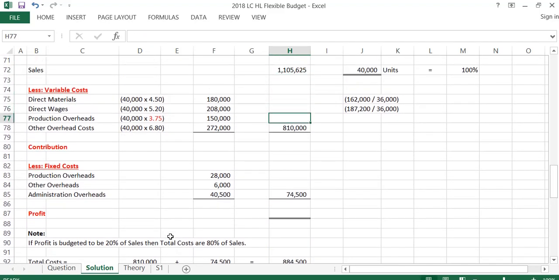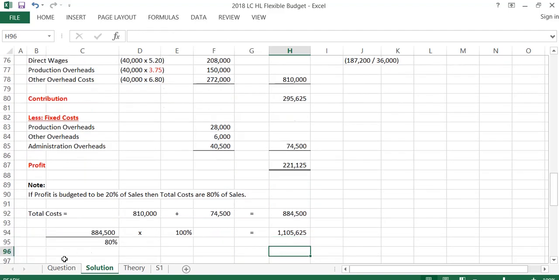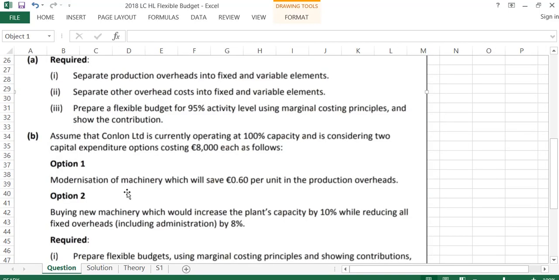And now I'll be able to get my contribution, because my contribution is going to be my sales, again, less my variable cost. And my contribution less my fixed cost will give me my profit of 221,125. That is option 1 completed, the profit for option 1.